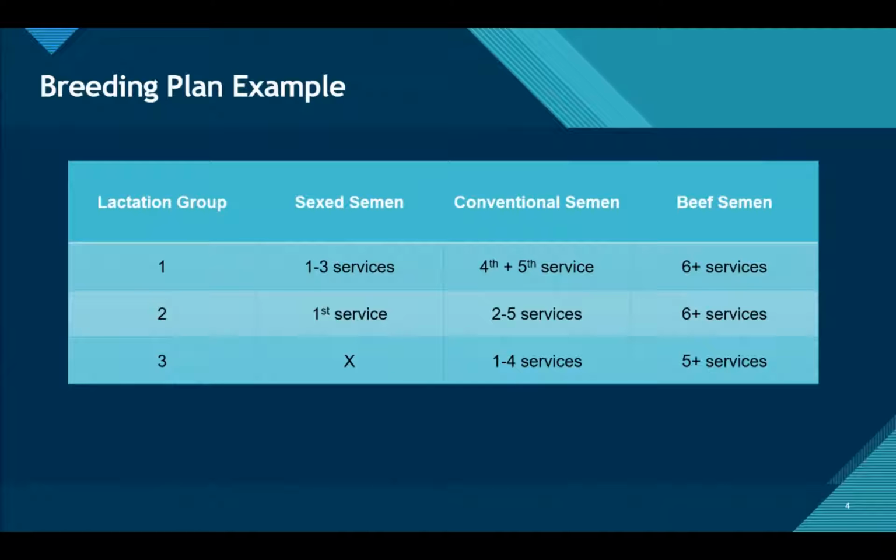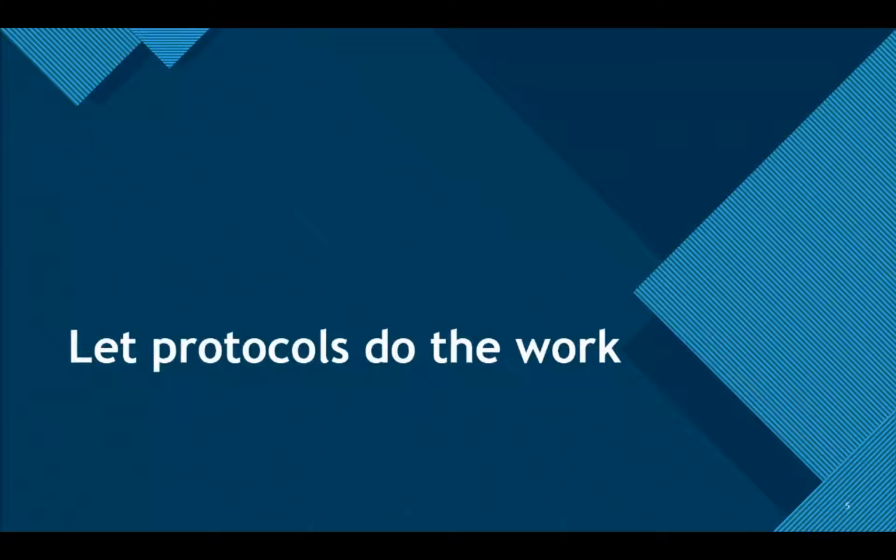Lactation 2, we're going to be a bit stricter with the sexed semen and only use it for the first breeding. And then we'll use conventional semen for the 2nd through 5th services, and beef, just like lactation 1, anything 6 and up. And then for lactation 3 and higher, we'll jump right to using conventional semen for the first 4 services, and then beef semen for anything greater than 5. So keep that in mind as we go through and build some of these protocols.